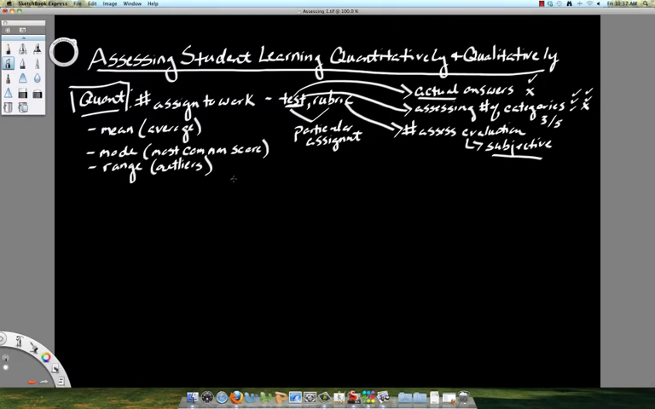Maybe more important for classroom teachers, though, is qualitative data. Qualitative data provides us with an analysis of how students think about and through their work.